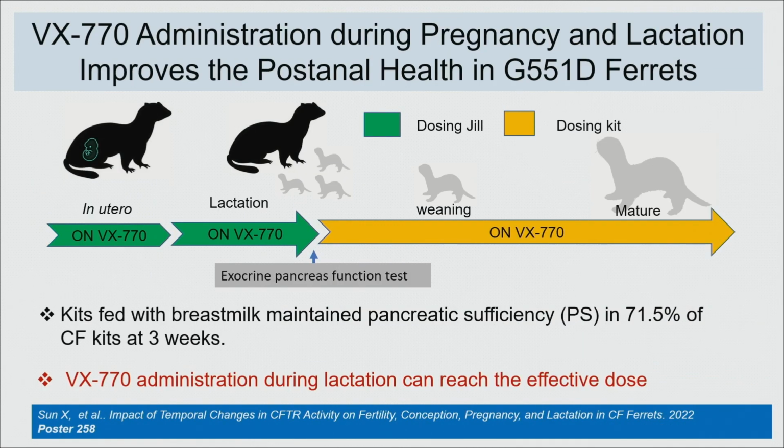Even though the concentration is very low in the milk, the kit can really reach the effective dose during lactation. Here we examined pancreatic insufficiency. We found about 70% of the kits maintain sufficiency, so it's different from the KO. That means with the lower concentration of CFTR modulator in the milk, it can still work on the kits and have an effect. But that's the benefit we see from the pancreatic sufficiency point of view.